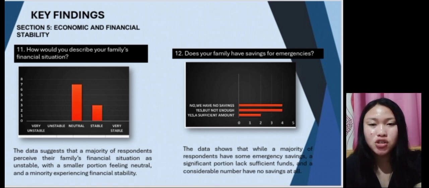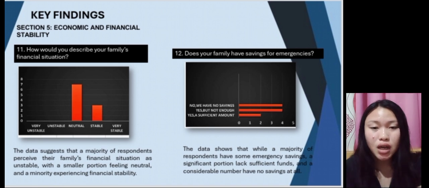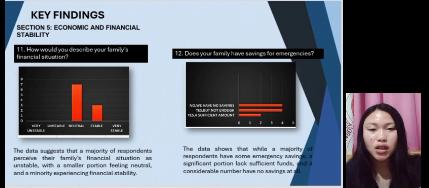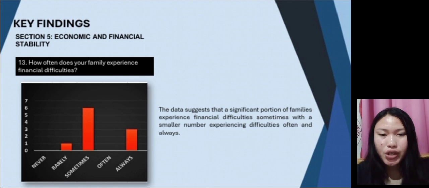And next in section 5, number 12, does your family have savings for emergencies? Based on the result of our survey, the data shows that while a majority of respondents have some emergency savings, a significant portion lacks sufficient funds, and a considerable number have no savings at all.